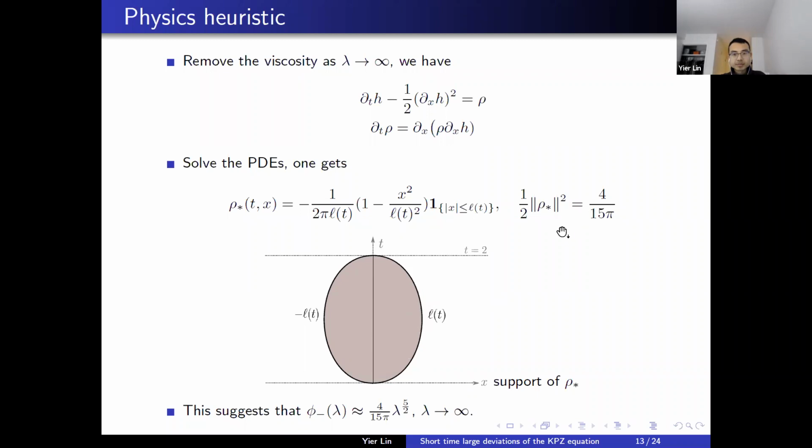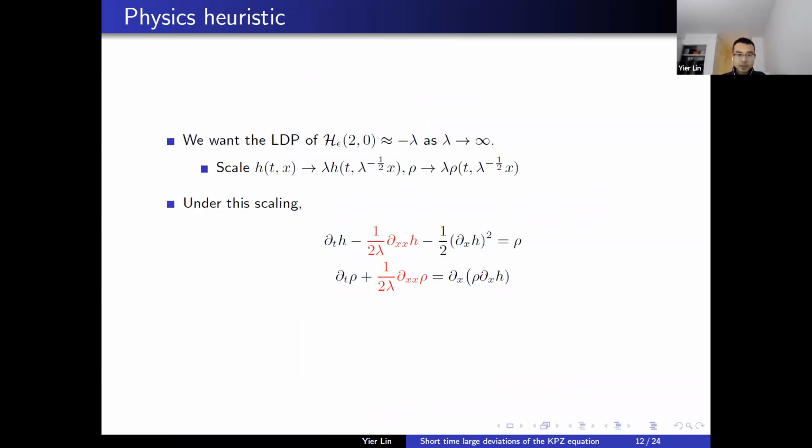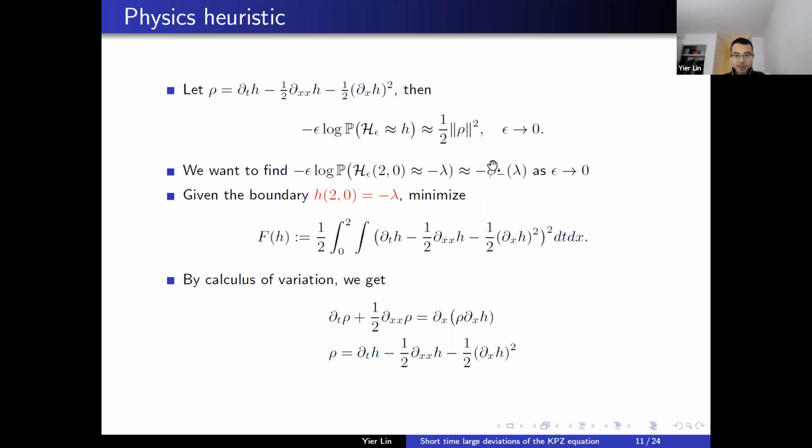Because we have this solution and the L2 norm is given by 4/15 pi, the heuristic tells us you'd expect this phi minus, when lambda is very big, to behave asymptotically as 4/15 pi lambda to the power 5/2. So where does this lambda to the power 5/2 come from? Here we have the matching constant in the asymptotic limit, but this lambda to the power 5/2 just corresponds to the scaling. Because if you remember, what does this phi minus correspond to?